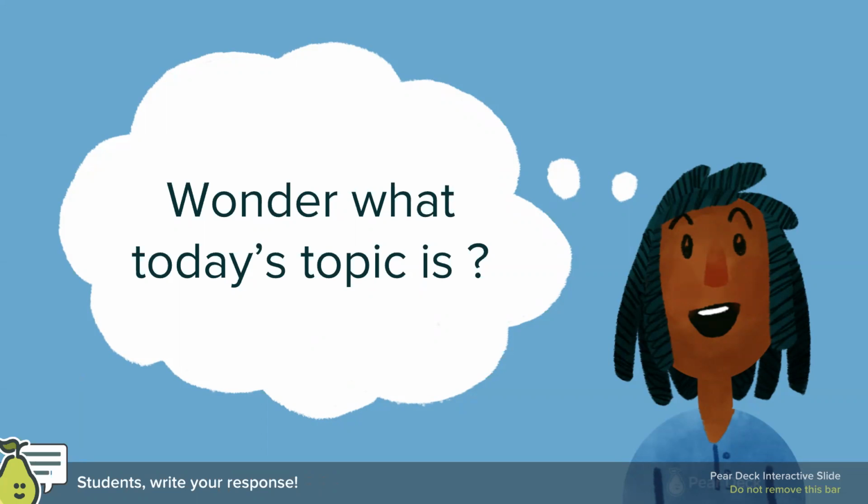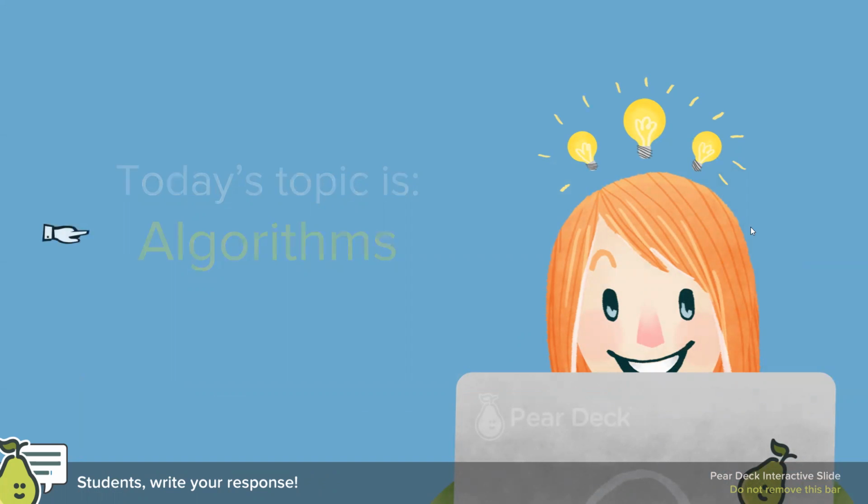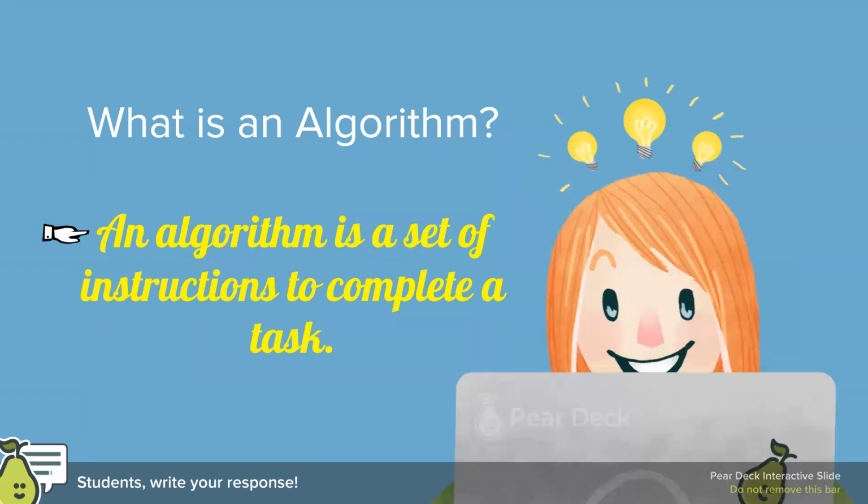Today, you all must be wondering what today's topic is going to be. Today, we have picked a topic, algorithms, for all of you. Yes, so today's topic is going to be algorithms. Now, you all must be wondering, what is an algorithm? So, we can say an algorithm is a set of instructions to complete a task.